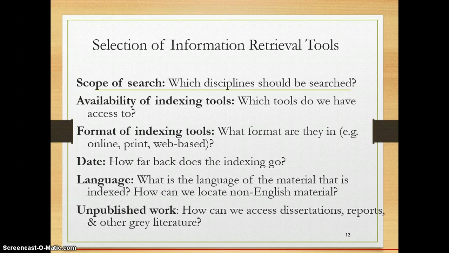You might consider what tools you have as far as indexing. You might look at format for ways in which you can index. You might want to consider how far back the indexing goes, and what languages might be indexed. Is it possible to locate non-English material? So can you translate your search terms into Spanish, French, Chinese, and so forth? And then how can you access unpublished sources of literature such as dissertations, conference papers, and so forth?